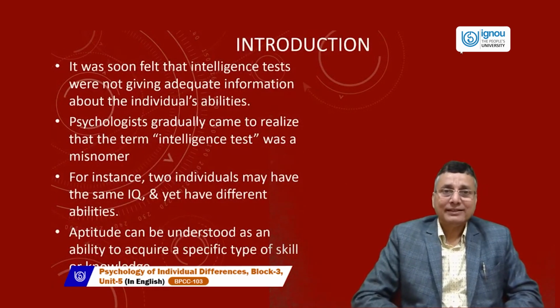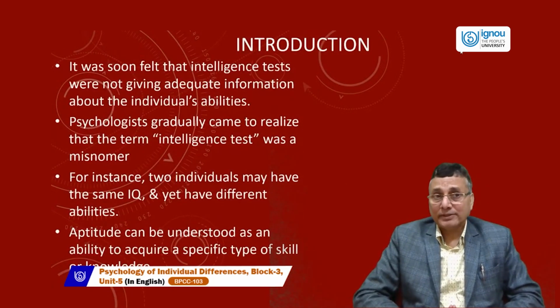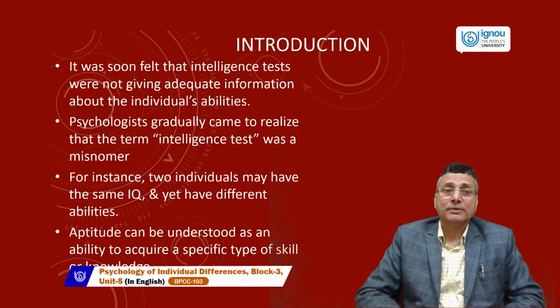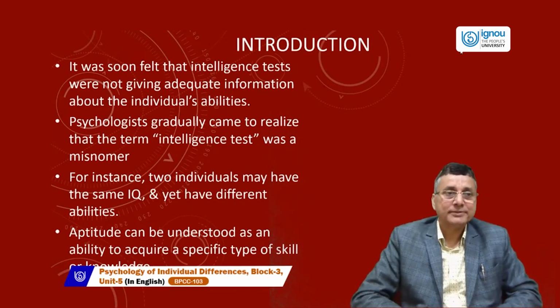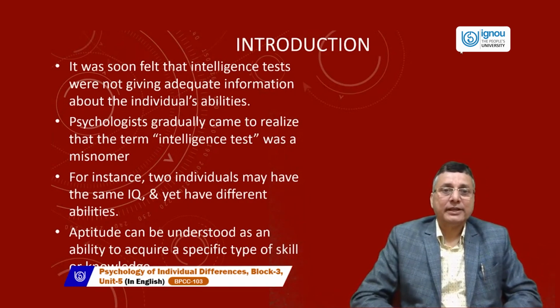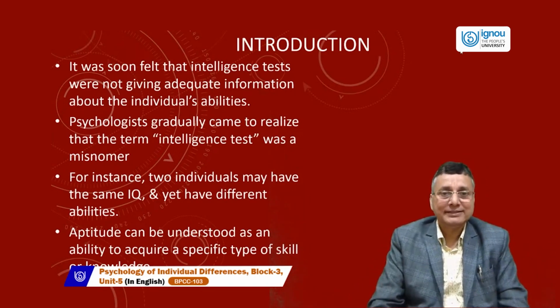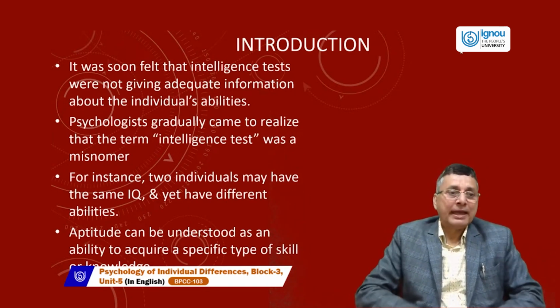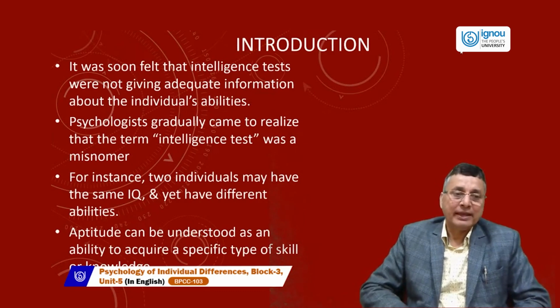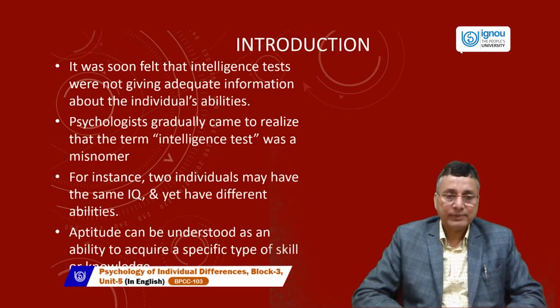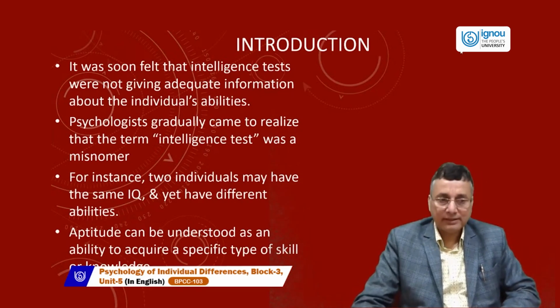It was soon felt that intelligence tests were not giving adequate information about the individual's ability. It's true to some extent. Psychologists gradually came to realize that the term intelligence test was a misnomer. For instance, two individuals may have the same IQ and yet have different abilities, different achievement, and different interests. Aptitude can be understood as an ability to acquire a specific type of skill or knowledge.